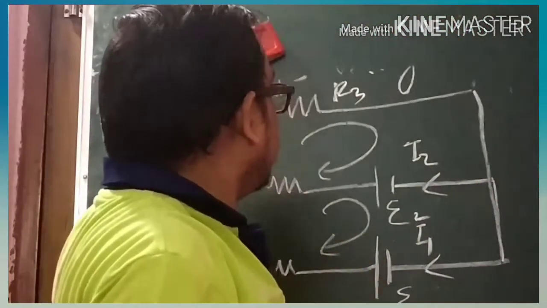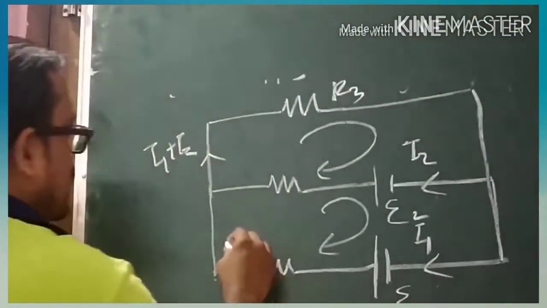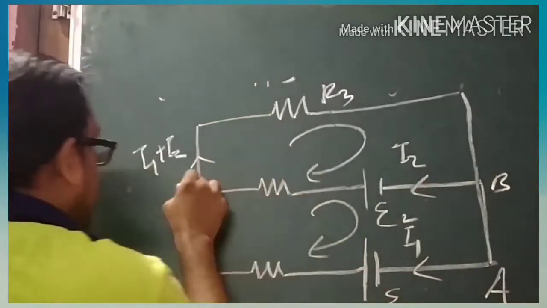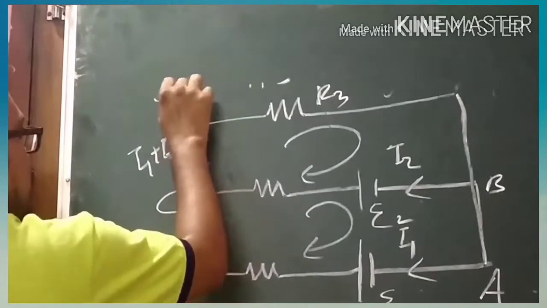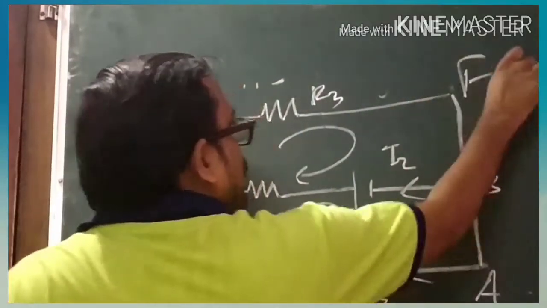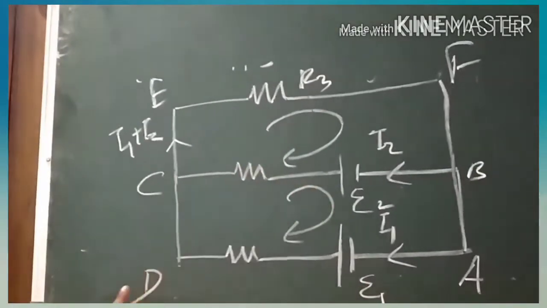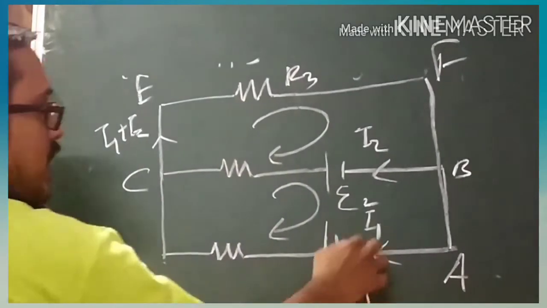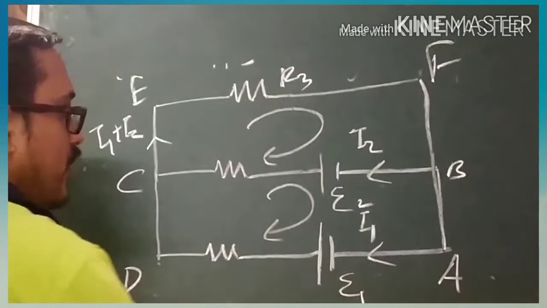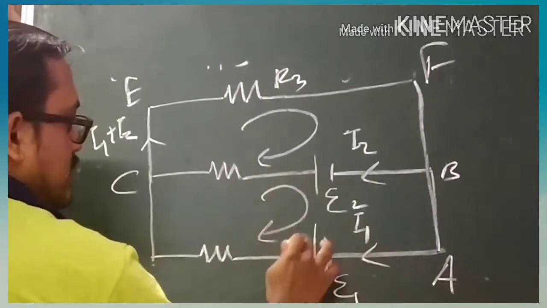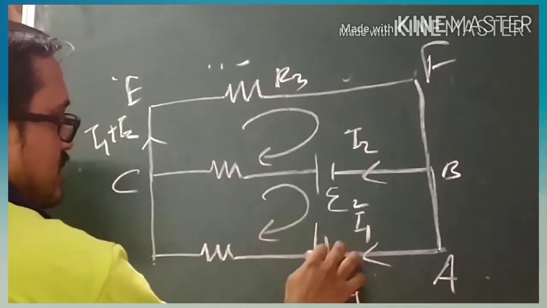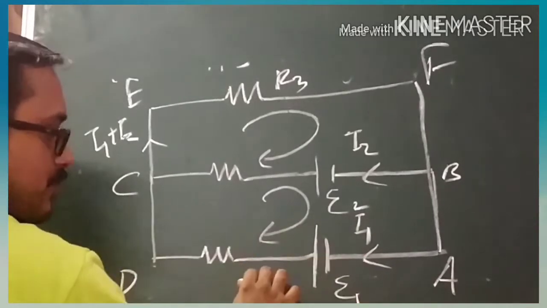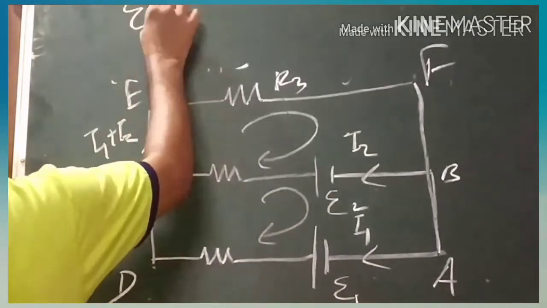So how are we taking KVL in this case? Suppose first we have chosen these points A, B, C, D, E, F. Suppose first we have taken the ABCD loop. In the ABCD loop, first we have to choose the net EMF, because in this case the direction of the traversal is clockwise, and the current is also going from the negative to the positive terminal. So here this is E1.